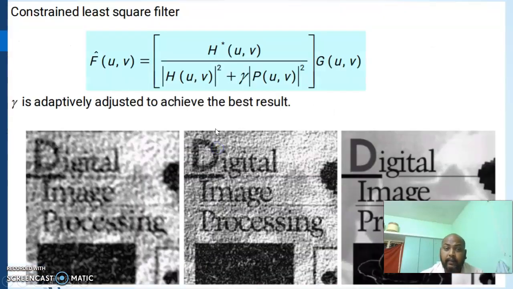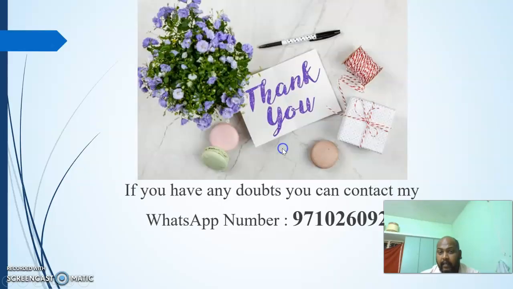Thus, the filter can be expressed as H conjugate of u comma v divided by modulus of H of u comma v whole squared plus gamma times modulus of P of u comma v whole squared. Gamma is adjusted such that the resultant output will be a better output. Thank you.